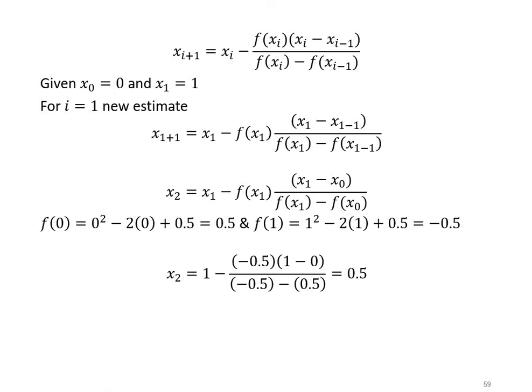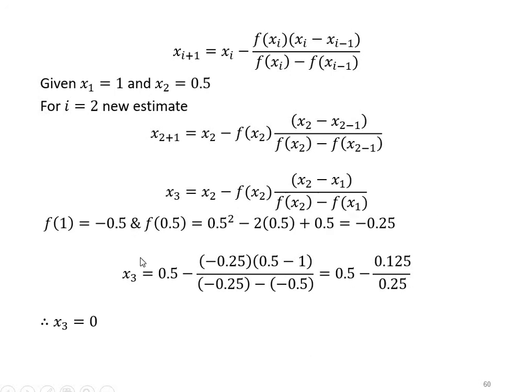Right, so for our new estimate of x, we substitute all the information that we have now. We have x1, which is 1. We have f of x1, which is minus 0.5. Substitute there. We know x1, which is 1. We know x0, which is 0. We know f of x1, which is minus 0.5, minus f of x0. We know f of x0, which is what? 0.5. So if you simplify and solve this one, you get your x2 to be 0.5.